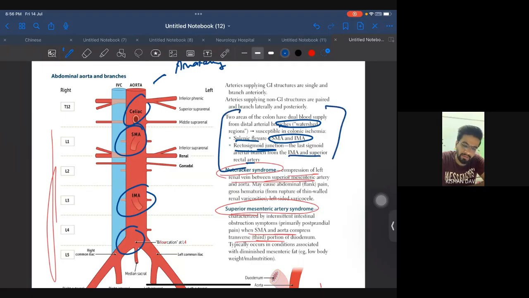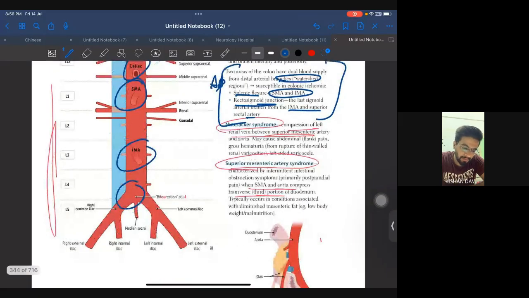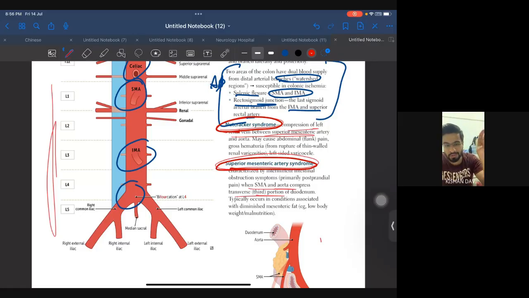So watershed areas, they will be asking you the question for sure. And yeah, these two syndromes, nutcracker syndrome and superior mesenteric artery syndrome. Okay, don't go into detail over here.